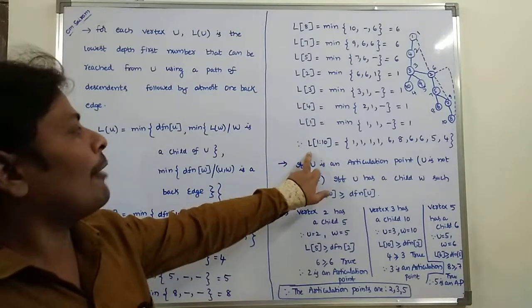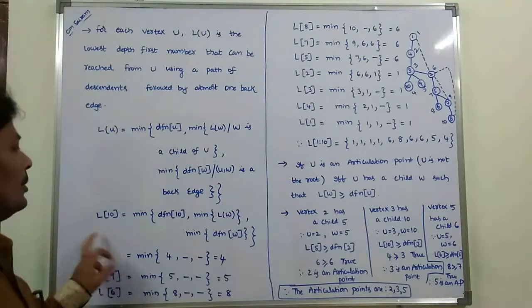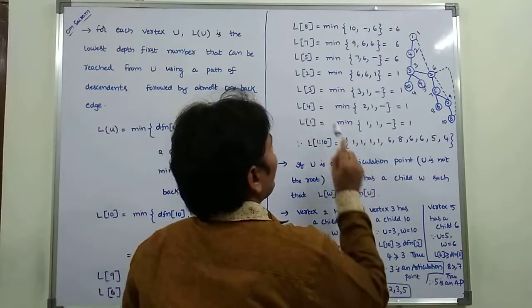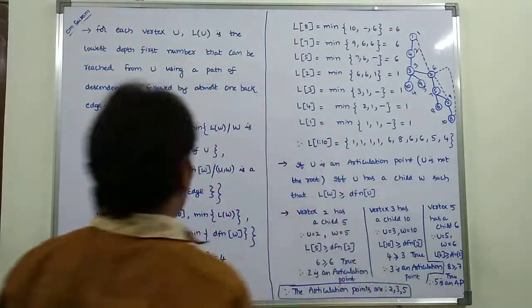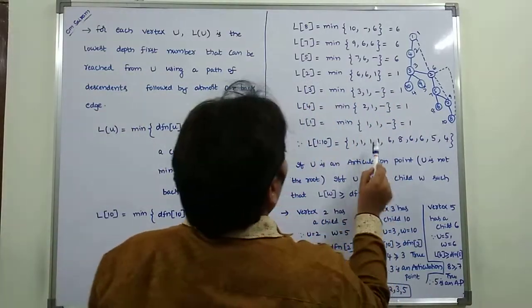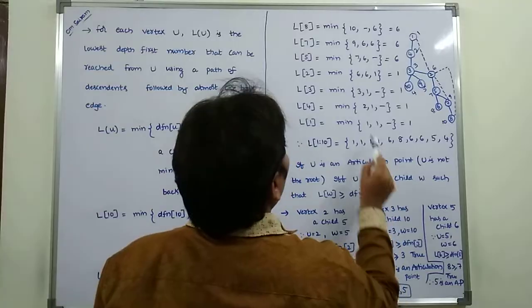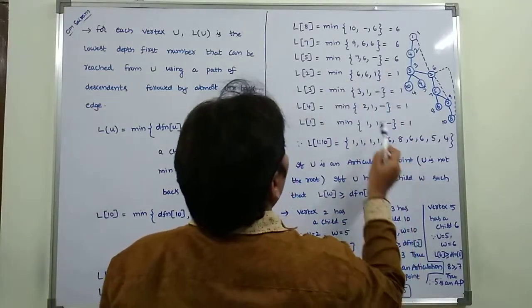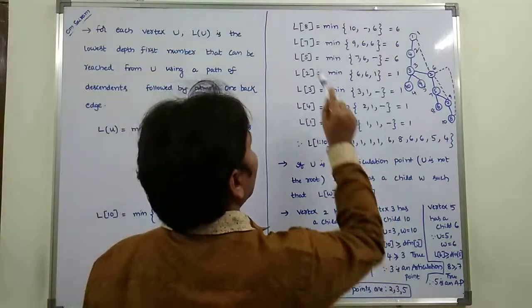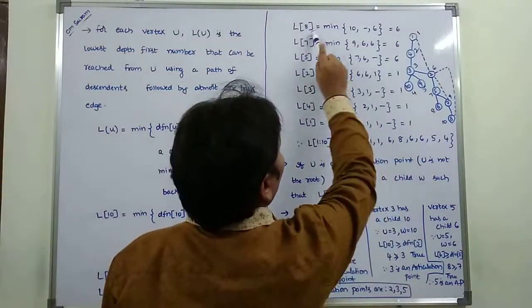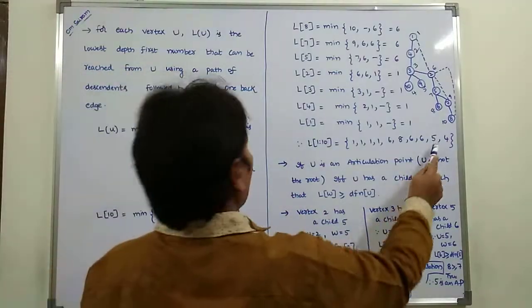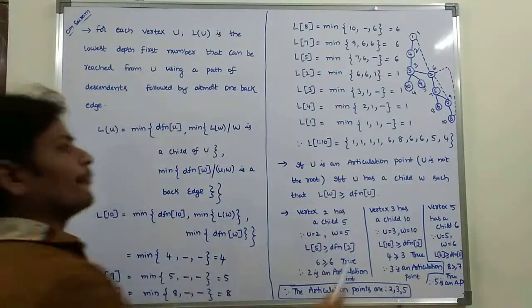So now L of 1 to 10: L of 1 value is 1, L of 2 value is 1, L of 3 value is 1, L of 4 value is 1, L of 5 value is 6, L of 6 value is 8, L of 7 value is 6, L of 8 value is 6, L of 9 value is 5, L of 10 value is 4.